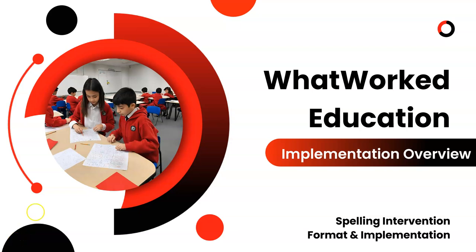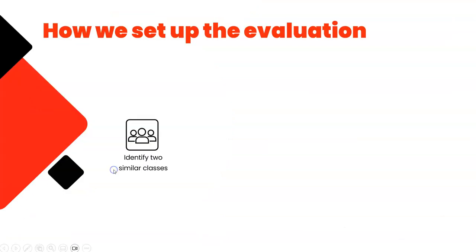Welcome to the implementation overview. How we set up the evaluation. The first thing we ask you to do is identify two similar ability classes, so either 2 Year 2 or 2 Year 3.